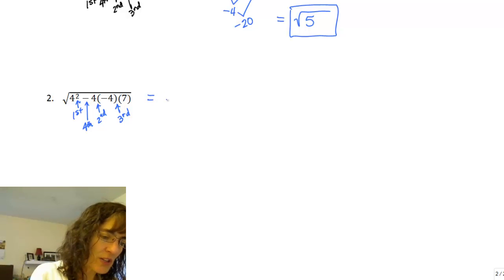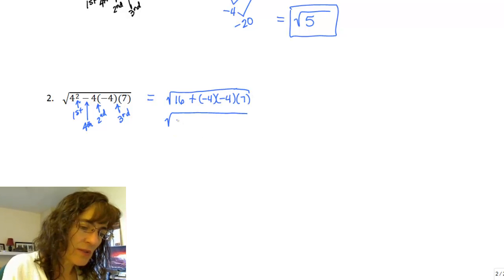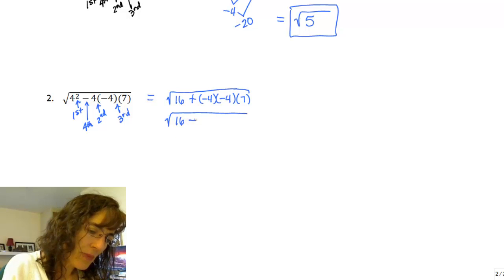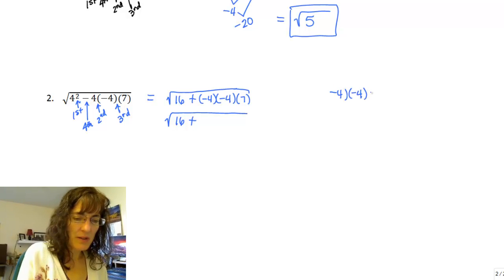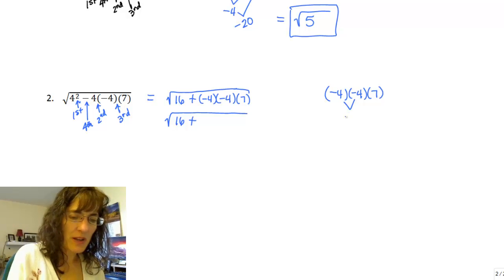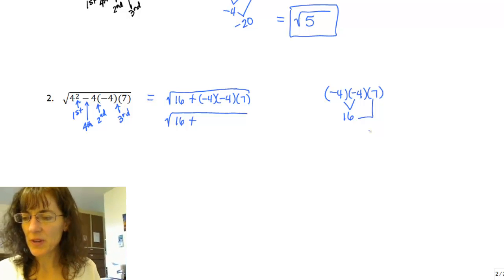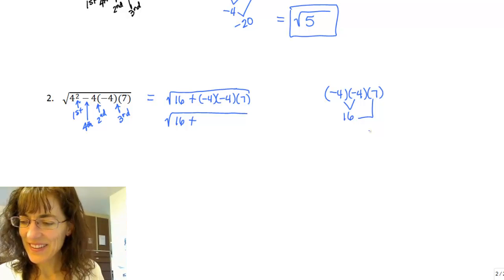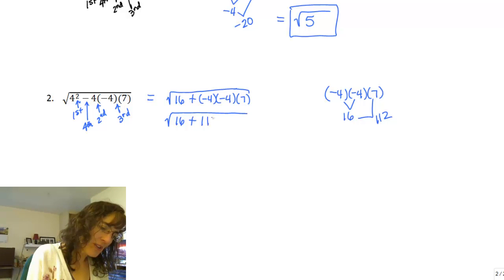So 4 squared, I can do that pretty quickly, right? 4 times 4, so I get 16, and then I want to rewrite it as plus negative 4 times negative 4 times 7, and I have square root of 16 plus, and then I need to multiply, so I have negative 4 times negative 4 times positive 7. Negative 4 times negative 4 gives me positive 16, and times 7, that one I don't know in my head, but my calculator tells me it's 112. So I have plus 112.